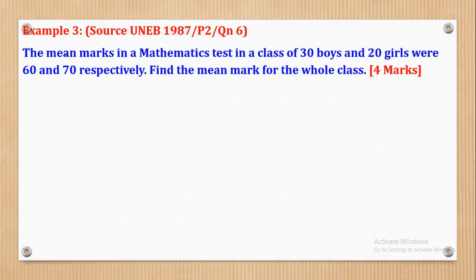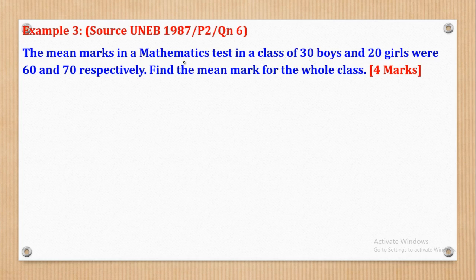Now we shall go to example 3. Example 3 came from UNEB 1987 paper 2 question 6, and it says the mean marks in a mathematics test in a class of 30 boys and 20 girls were 60 and 70 respectively. Respectively means 60 is for boys and 70 is for girls. Find the mean mark for the whole class. So they want the mean mark for the whole class.